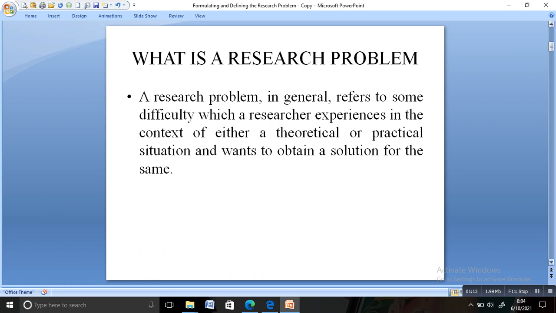What is a research problem? A research problem is a difficulty that a researcher experiences in context of a theoretical or practical solution and wants to obtain a solution for the same. Hope you're clear.